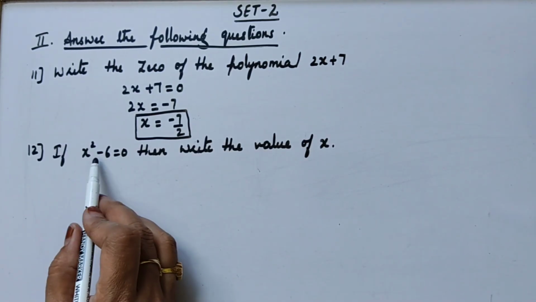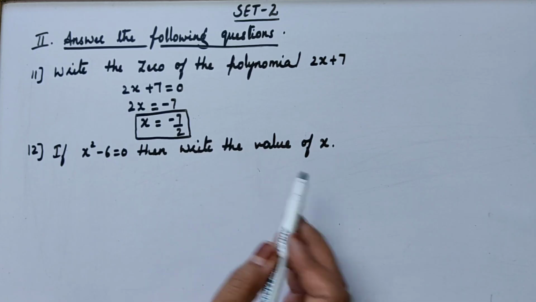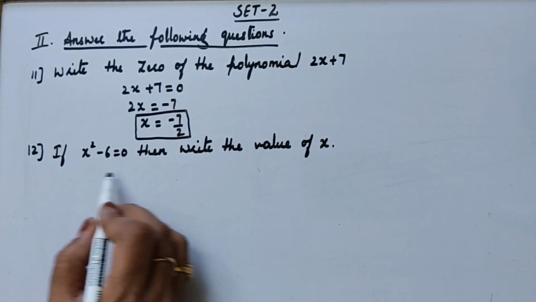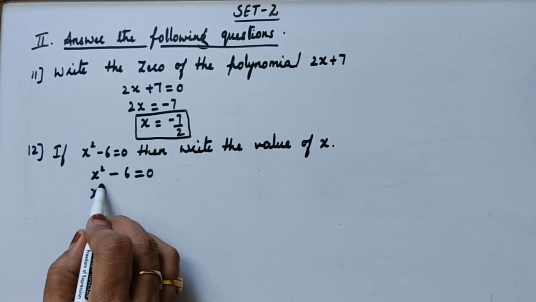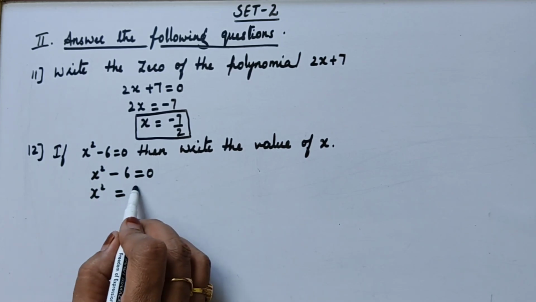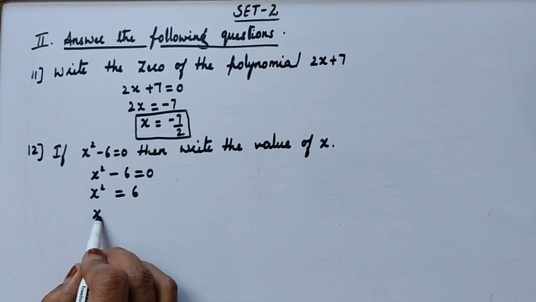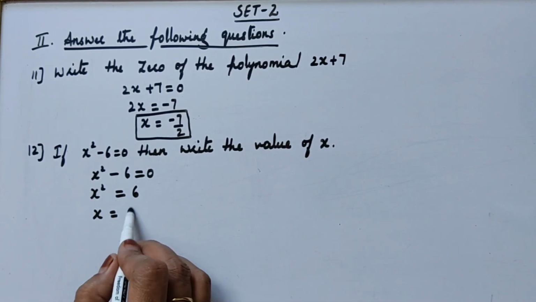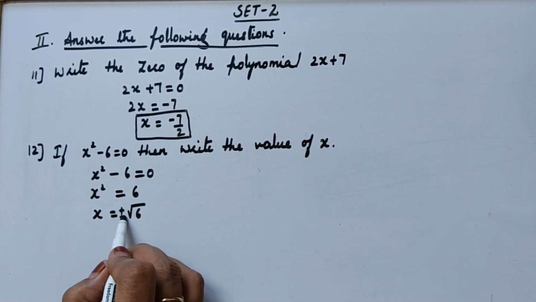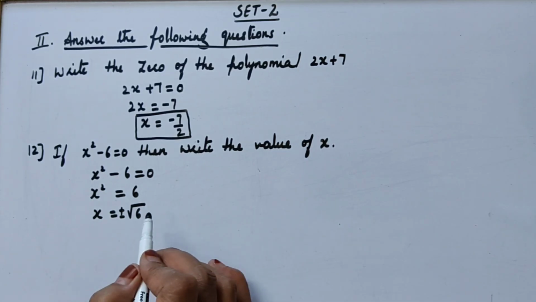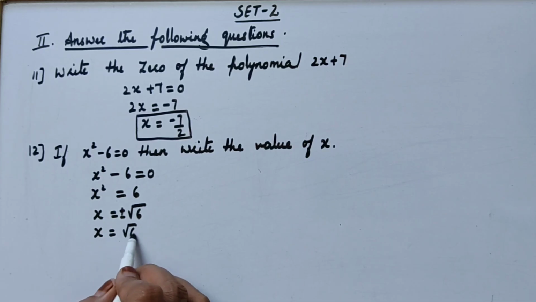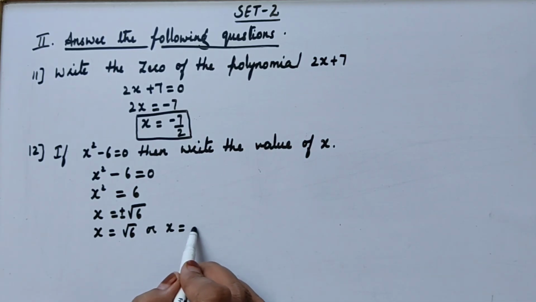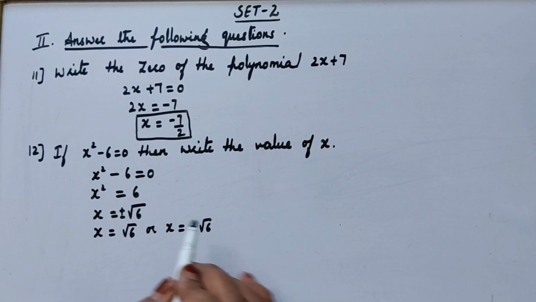Here, if x square minus 6 equals to 0, then write the value of x. So let us write the value of x here. x square minus 6 equals to 0. x square equals to, let us shift 6 to the other side. I get plus 6. x equals to, if I remove the square, this becomes a root, which is plus or minus root 6. Root 6 is not a perfect square. So we can just say x equals to root 6 or x equals to minus root 6. These are the values of x, students.